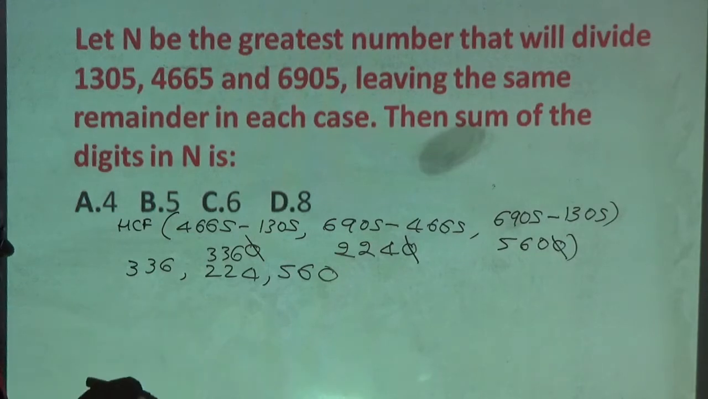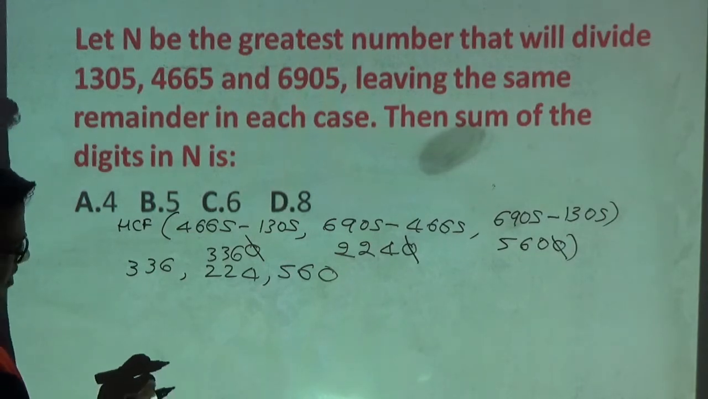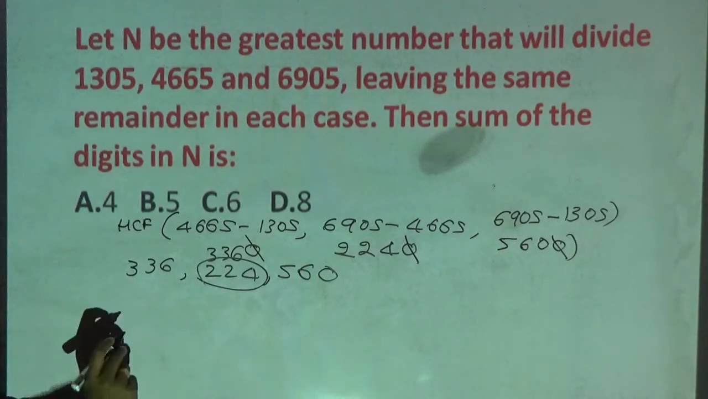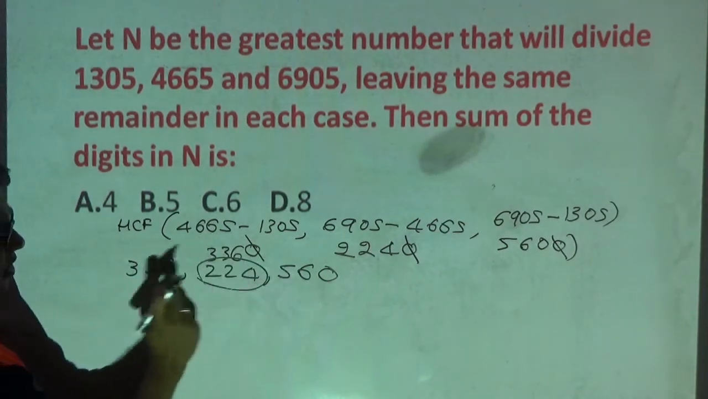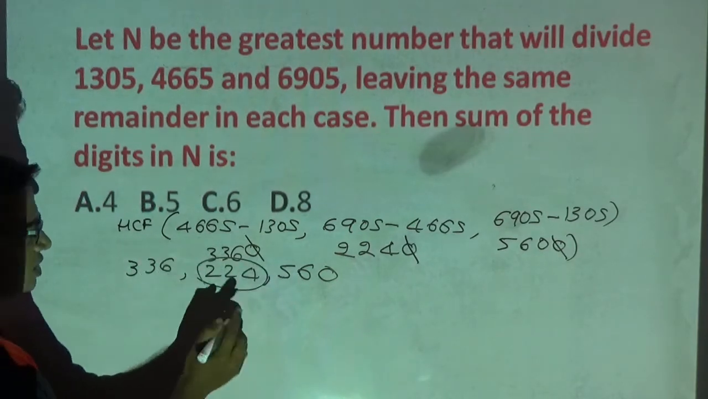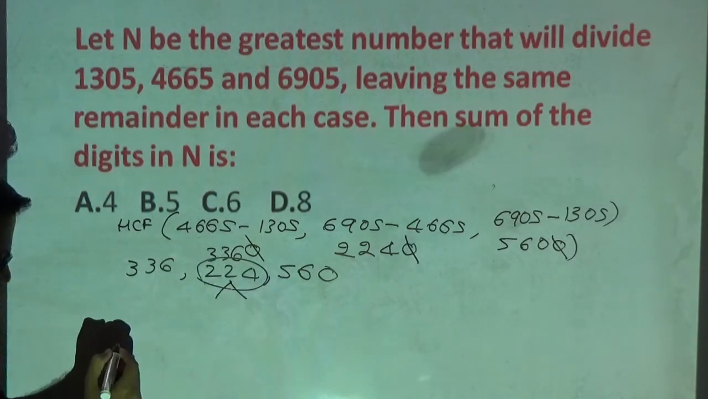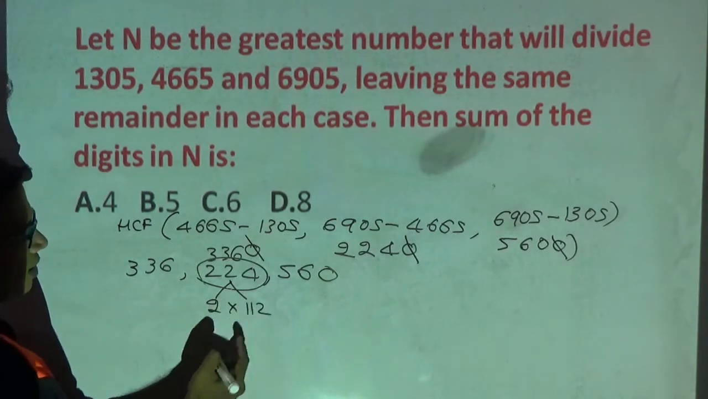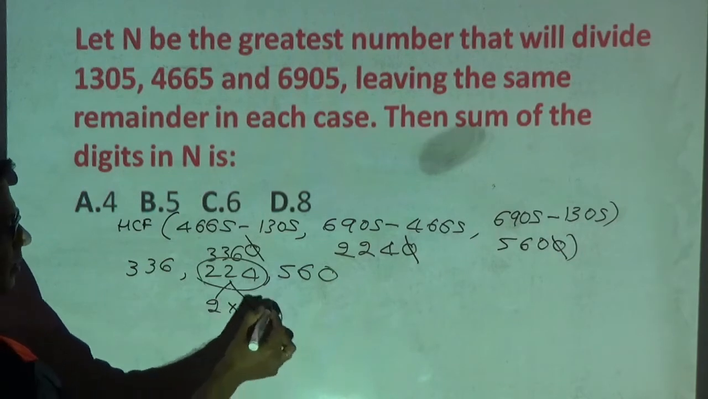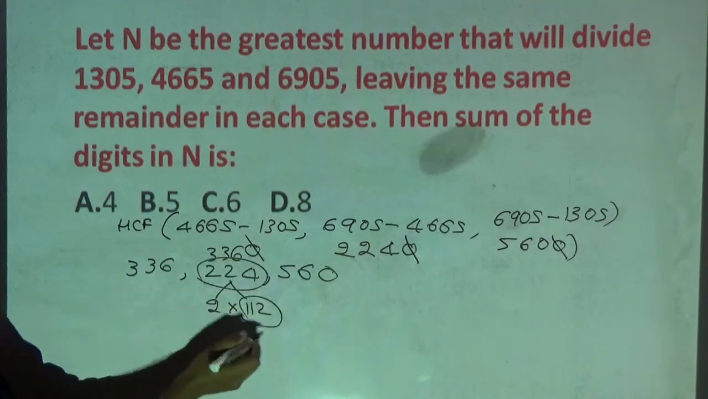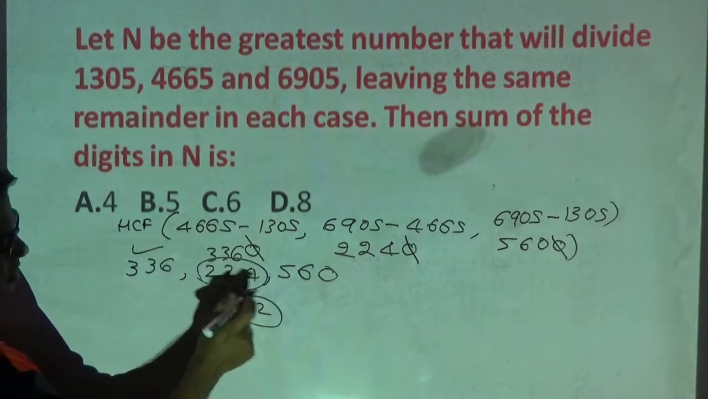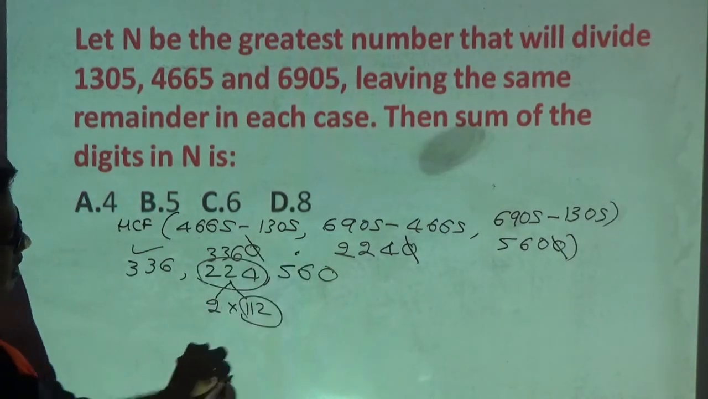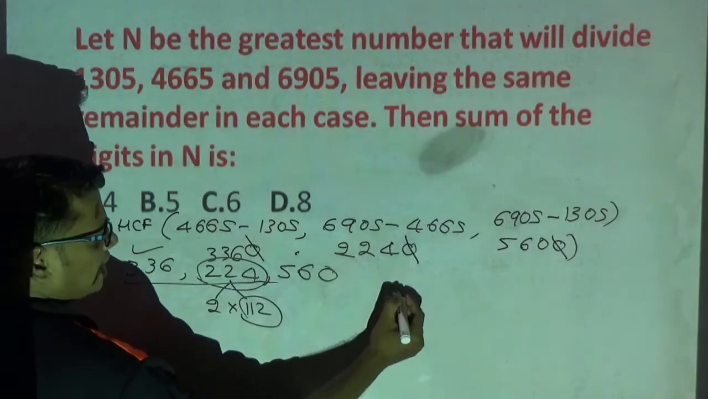Now I will apply my shortcut method to find out the HCF. Among these, which is the least number? 224. Now you check whether I can divide from this number these two. No, I cannot divide. Now list out the factors of this 224. The factors of 224: 2 into 112, right? Now you check whether you can divide from 112. Yes, I can divide. 3 times it will go, 2 times, and this is 5 times. So this number is divisible by 112. Therefore HCF of these 3 numbers is 112.